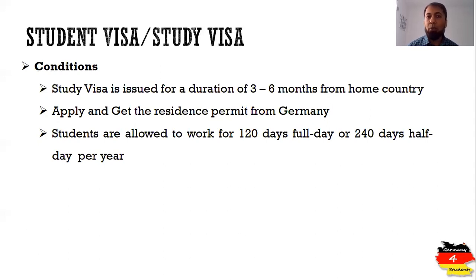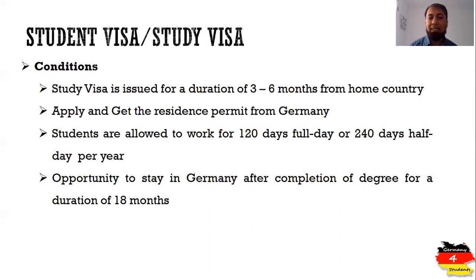Students are allowed to work for 120 full days or 240 half days per year. So you are given this opportunity so that you can work in field related jobs, or you can do odd jobs based on whatever is available and whatever is your interest. I have made another video on how to find student jobs. You can watch that video to get some useful tips on where and how you can find student jobs.